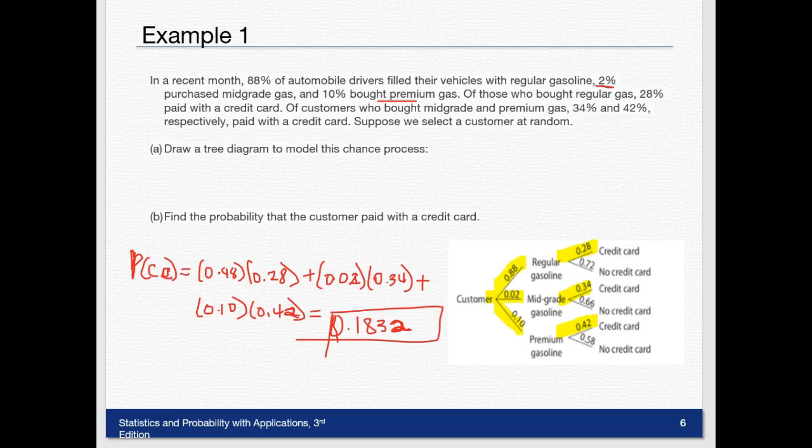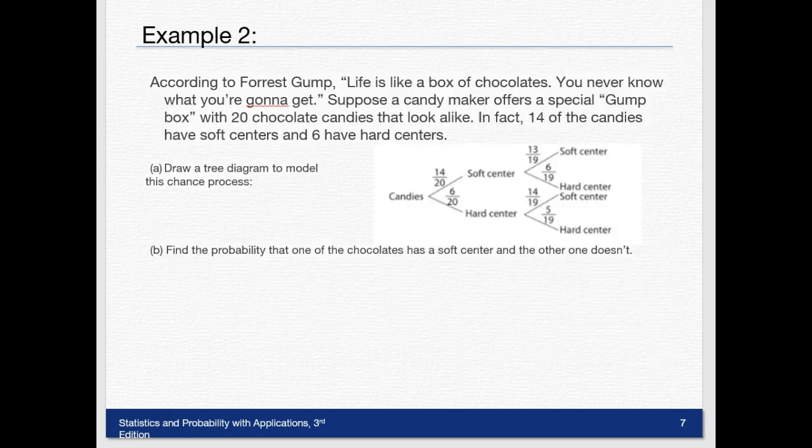All right, now back to our Gump chocolate. According to Forrest Gump, life's like a box of chocolates. You never know what you're going to get. Suppose a candy maker offers a special Gump box with 20 candies that look alike. In fact, 14 of the candies have soft centers, 6 have hard centers. So we draw a diagram to depict what's going on here.